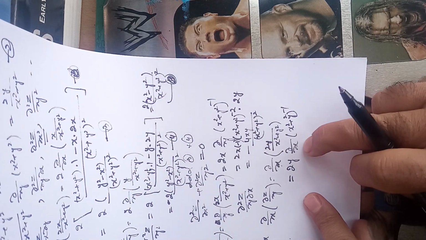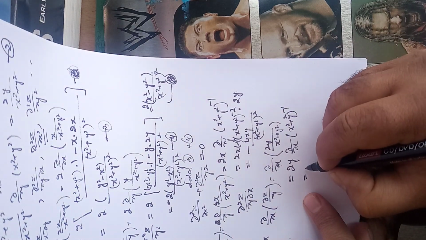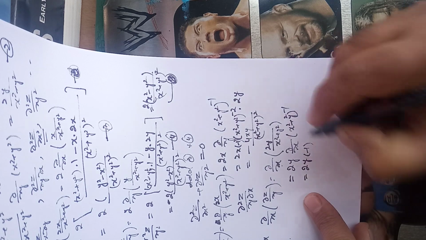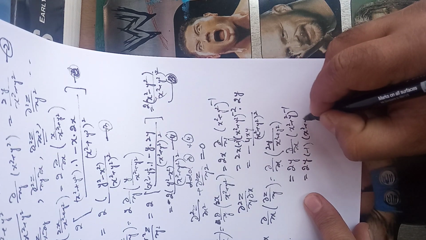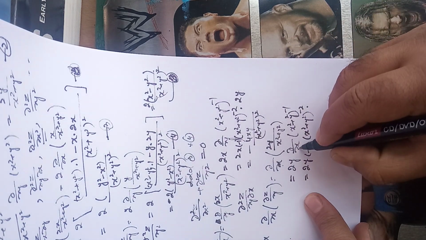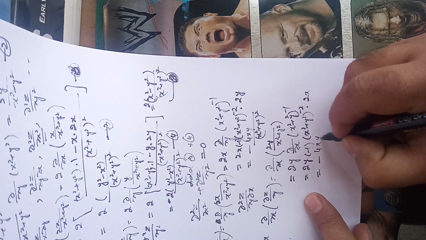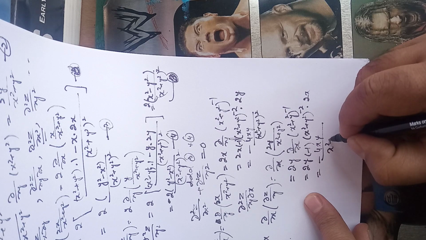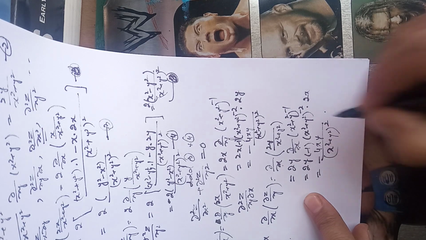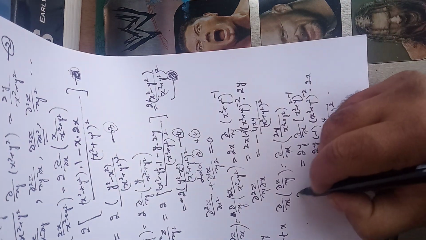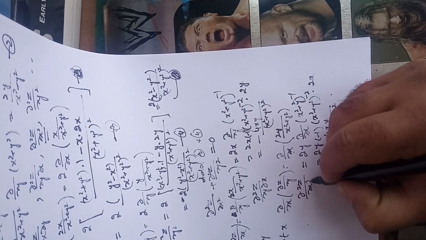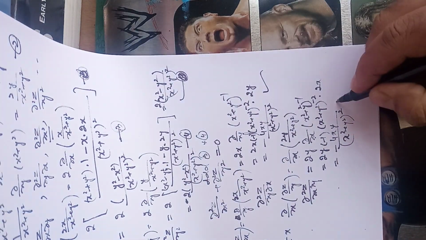You are differentiating with respect to x, y is constant. So 2y times minus 1 times (x square plus y square) raised to the power minus 2, and differentiation with respect to x is 2x. So it is minus 4xy upon (x square plus y square) whole square. Del 2z by del x del y. You can see these two are equal.